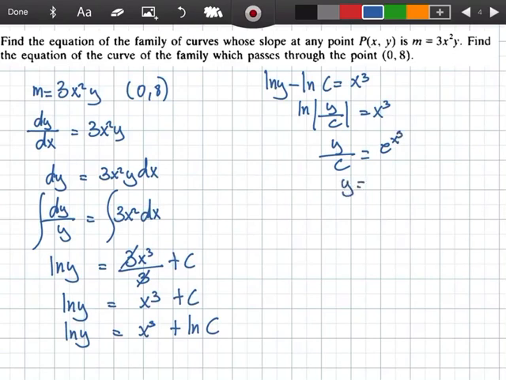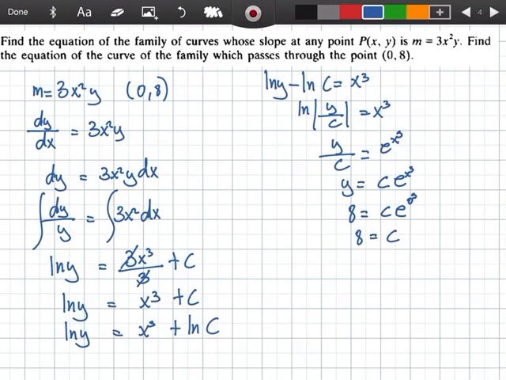And then, y is equal to c e raised to x cubed. So, to get the value of c, it will pass through the point (0, 8). So, y is 8 if x is 0. So, e raised to 0 cubed. 0 cubed is 0, e raised to 0 is 1. So, 8 is equal to c.